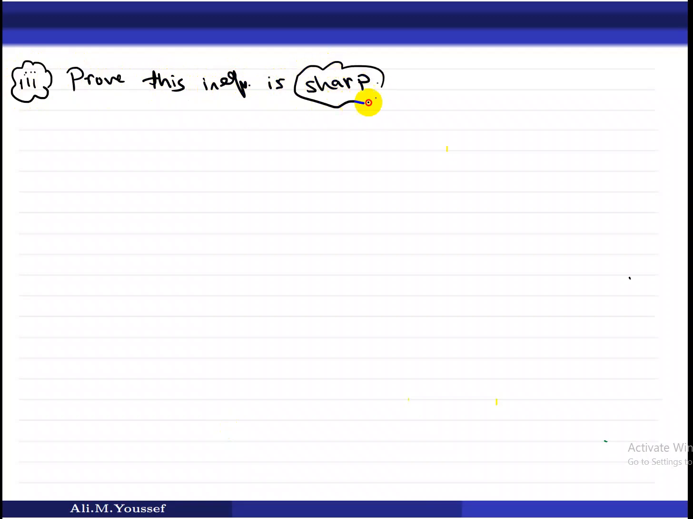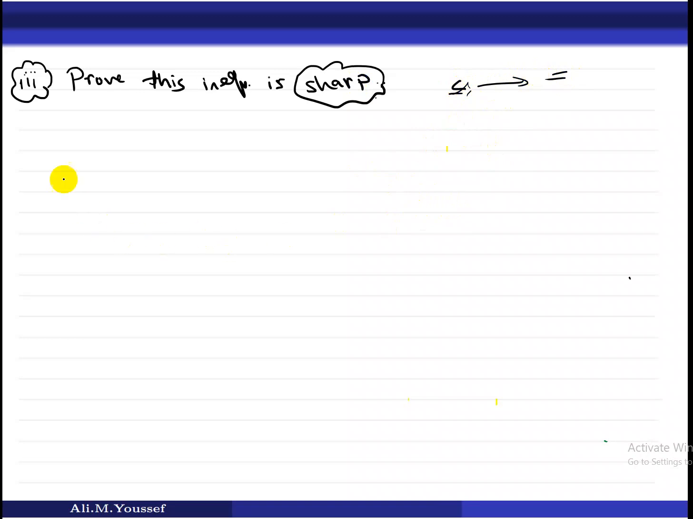What's the meaning of sharp? Sharp means that there is a function f that makes this less than or equal become equal. So we call it a sharp inequality. So let's see. Here also it's the same. It's the same, the suprema.